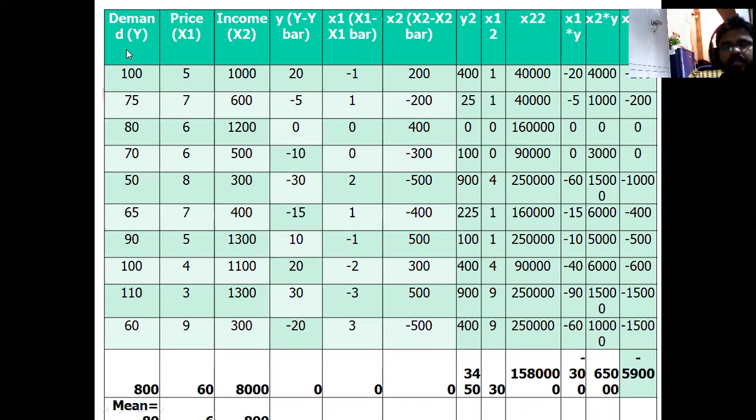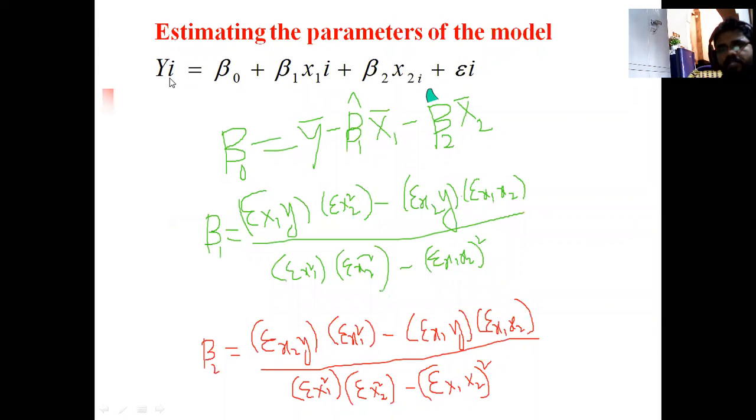How can we estimate the parameters on the base of these values? There's the demand, price, and income. We have taken 10 observations of the demand variable, price variable, and income variable values. So we got the parameter values on the base of this equation: yi equals beta 0 plus beta 1 x1i plus beta 2 x2i plus epsilon. This is a multiple regression. On the base of the direct deviation method, we have calculated beta 0, beta 1, beta 2. Manually, we calculate the values by using these formulas.